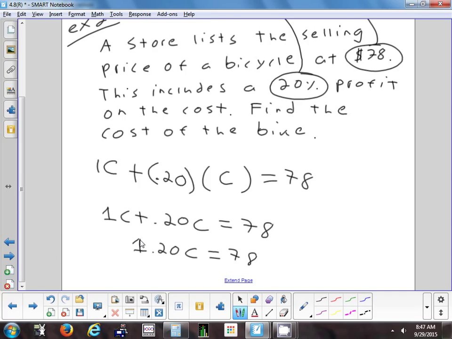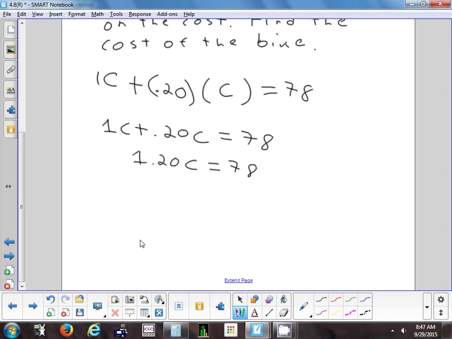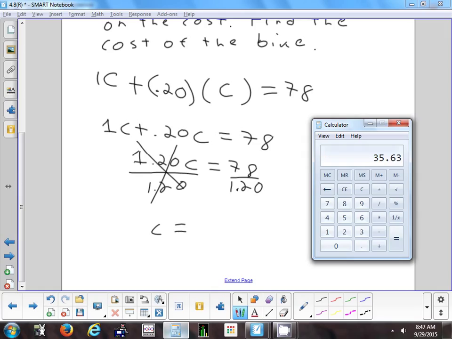And now we're down to our last step. Okay, Ryan, can you tell me how to get C by itself? You divide. Yep. 78 by 1.20. And anything else you want to divide by 1.20? 1.20. Good job. Okay, so that cancels out. And we get the cost equals. Actually, you got your calculator, Ryan? Yeah, what did you get when you did that? Hold on.